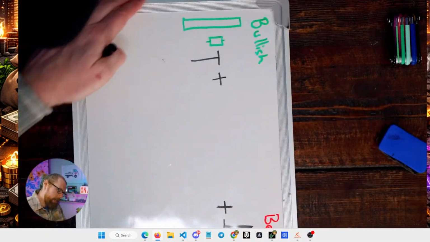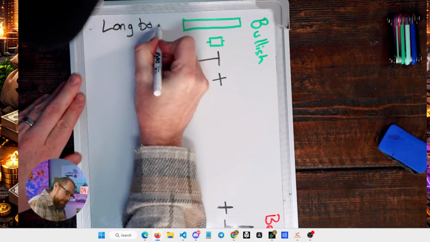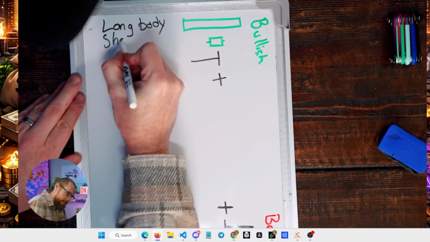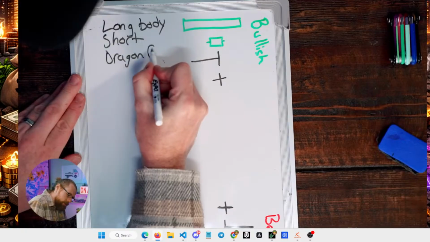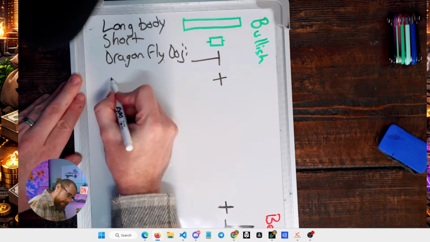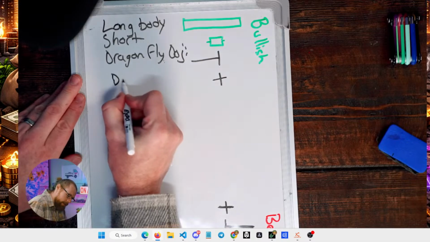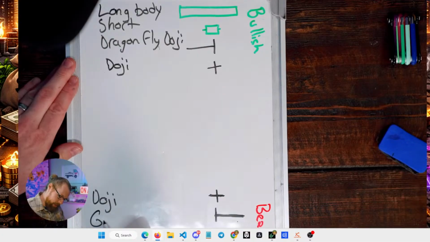So I'll just start by naming these. We've got our long body candle. We've got our short body candle. We've got our dragonfly doji. D-O-J-I. We've got our standard doji, so we'll just call that a regular doji. And then down here, we've got the same doji. And then we've got our gravestone doji.